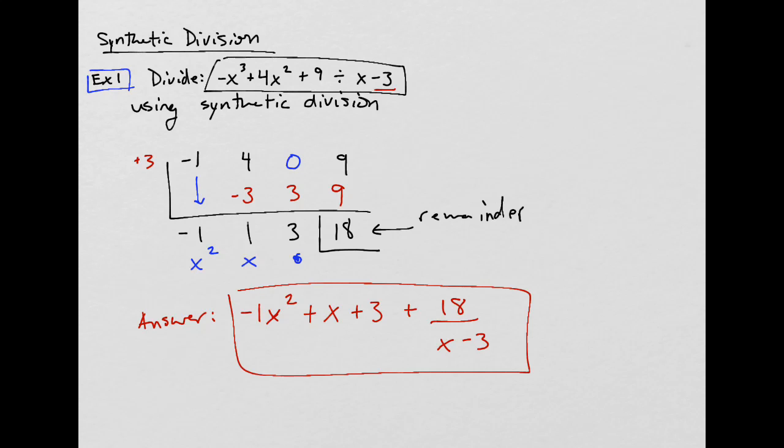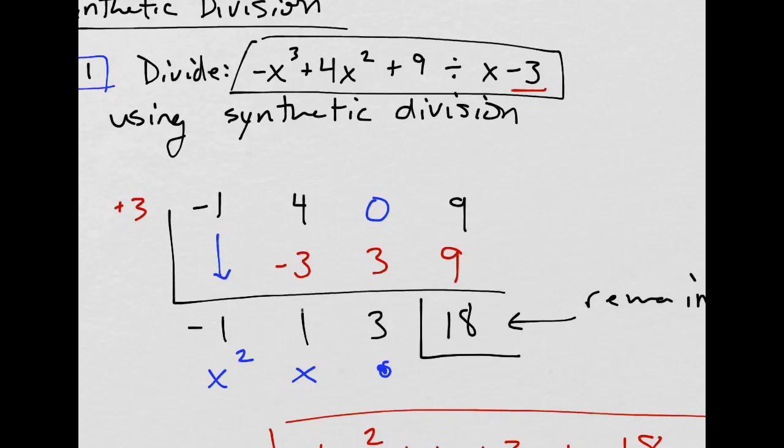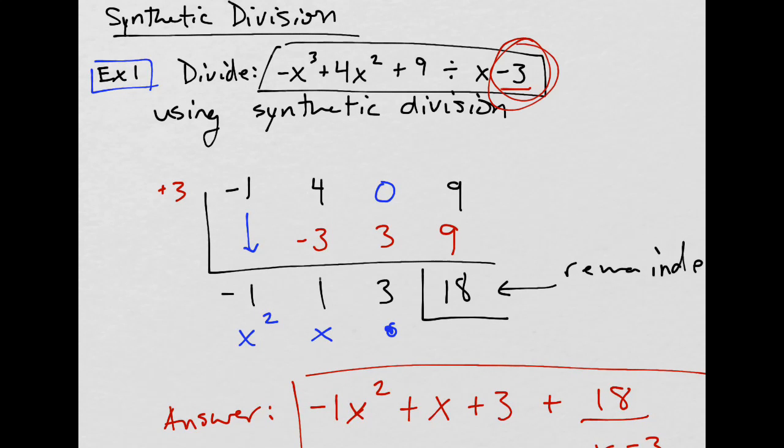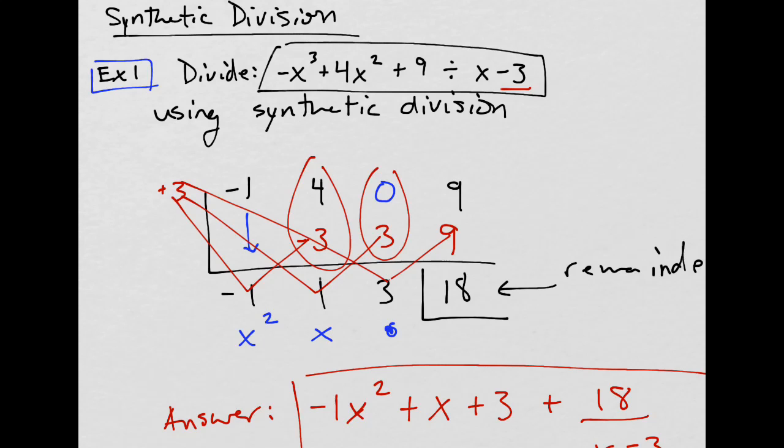So let me review the steps. First, you write down the coefficients of your dividend, whatever you're going to divide, making sure to put in any placeholders for missing variables and their exponents. I was missing an x in there, so I put in a 0. That's my placeholder. And then you take the opposite sign of the divisor's number and put it there. And then you're kind of like bouncing the ball. Now you bring the first term down, because there's nothing to add or subtract there. Bring the first term down, and then bounce, and it lands there. And then you add or subtract, and then you bounce again, add or subtract, bounce again, add or subtract, and you get a remainder.